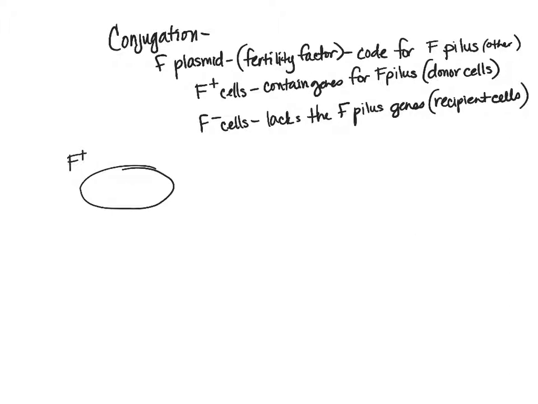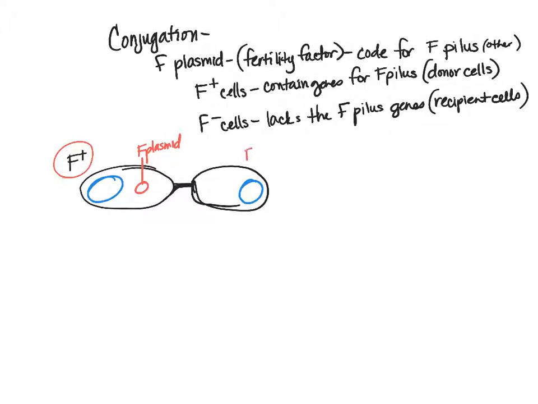This F pilus forms a pilus. Remember, a pilus is a projection of the cell. So let's say this is our bacterial chromosome over here. Then we have our plasmid, and this right here is the F plasmid. That's what makes this cell an F plus cell. Since it has the F plasmid, it can make this pilus right here. When it senses that it is next to another bacterial cell, it'll make this bridge, or this pilus. Then we have this other bacterial cell with its chromosome, but it lacks the F pilus.